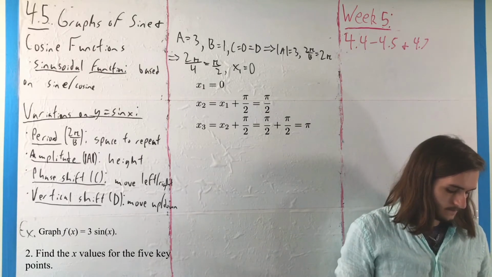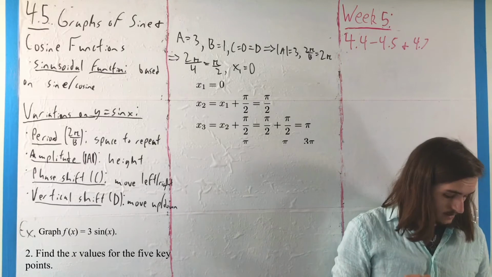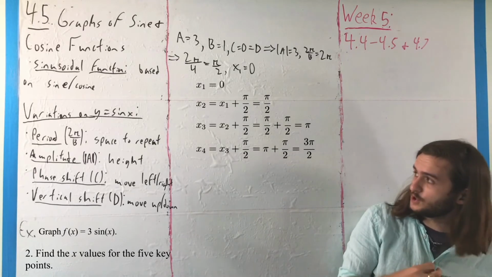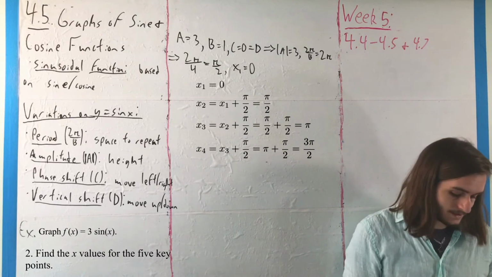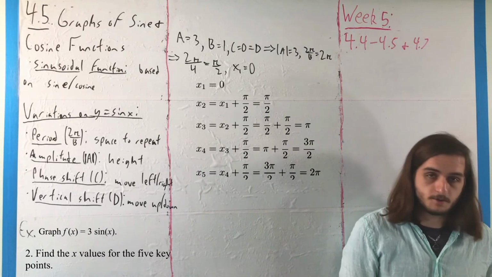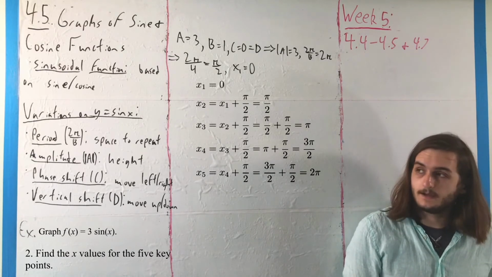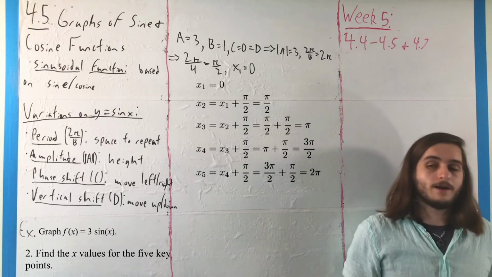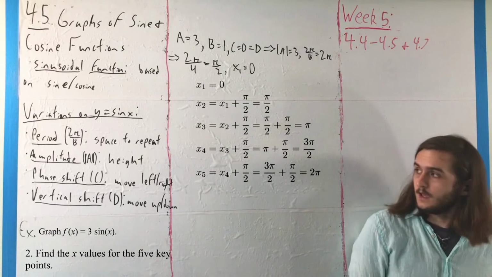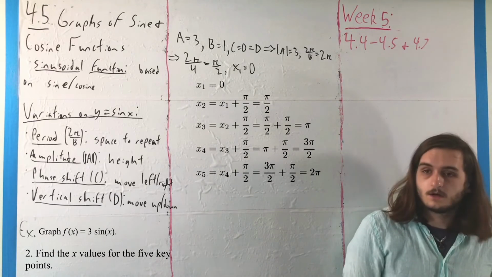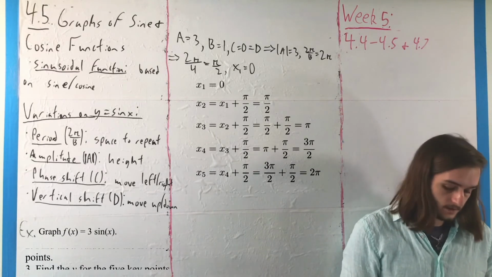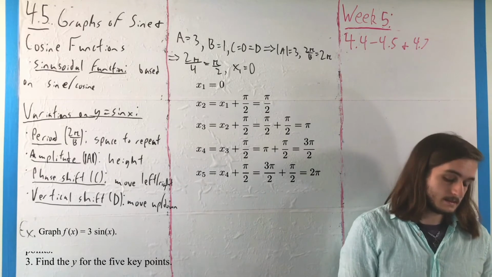Then x4 is x3 plus another pi over 2. Pi plus pi over 2 is 3 pi over 2. And then finally for x5, we're taking 3 pi over 2 and adding to it another pi over 2 to get 2 pi. And those are our values. Those are our 5 key points, as the book calls them. So once we have our 5 key points, we move on to our next step.